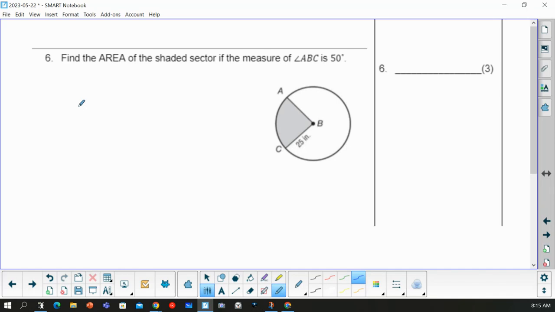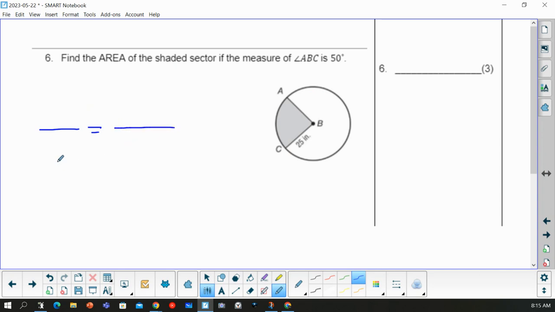We are ready for problem number 6 in the Geometry Semester 2 final exam practice test. Finding the area of a sector. To find the area of a sector, I gave you this formula.